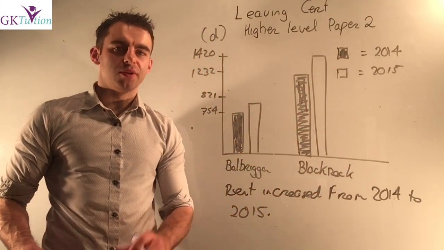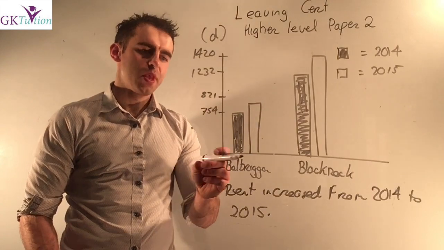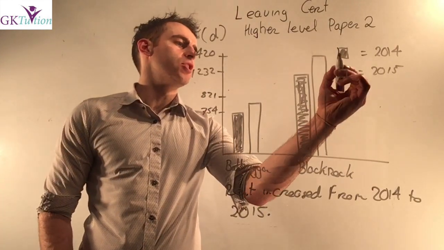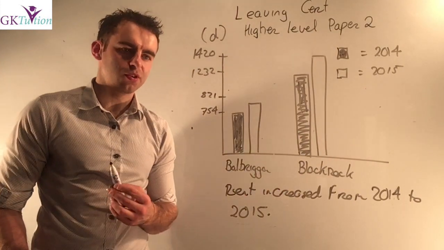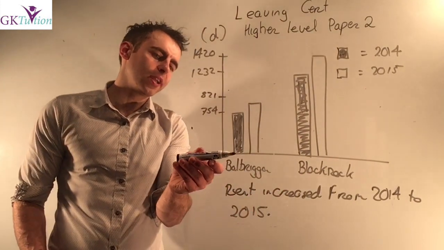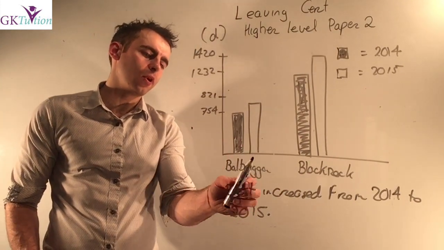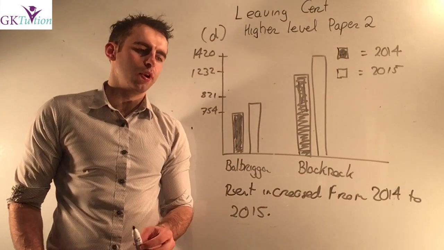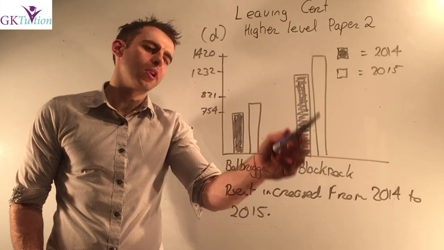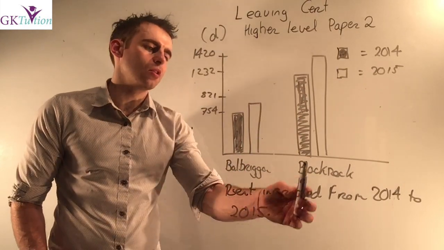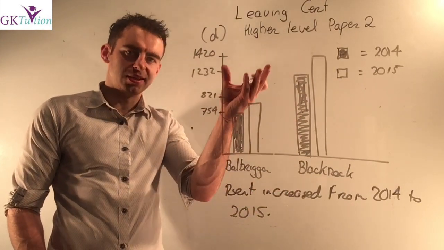So you have to do a display, means you have to do a graph. In this case, I've said, if I shade it in, that represents 2014. If I have a clear box, that represents 2015. So for Balbriggan, I've shaded in, it's 754, but the clear one is 821. For Blackrock, it was 1232, but now it's 1420. So clearly in both of those cases, the rent has increased.